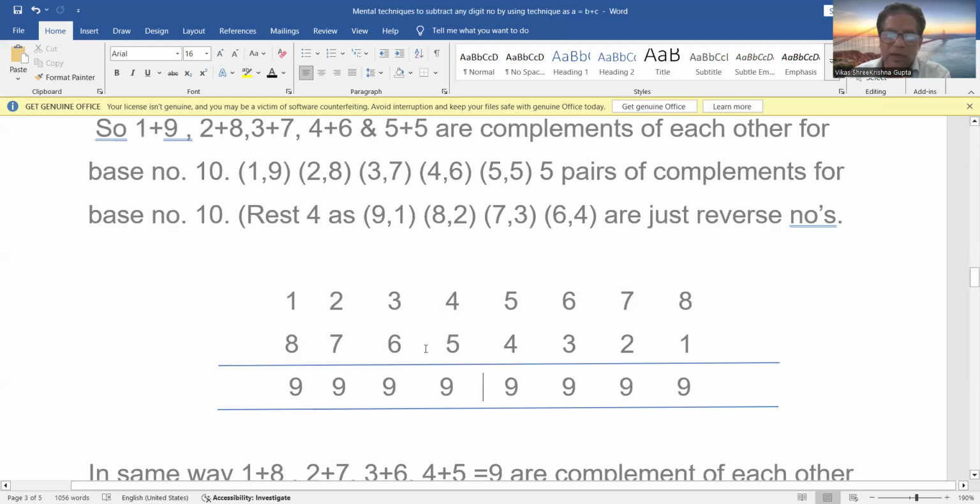And these complements are 1 and 8. You can say 1 and 8 are complements of each other for the base 9. In the same way, 2 and 7, 3 and 6, 4 and 5. These are all pairs of numbers which are complement to each other for the base number 9. So I've shown you for base number 10, there are 5 combinations. For base number 9, there are 4 combinations.